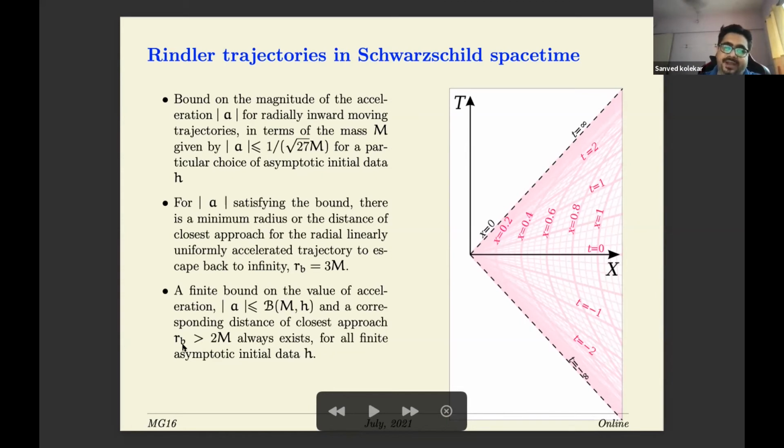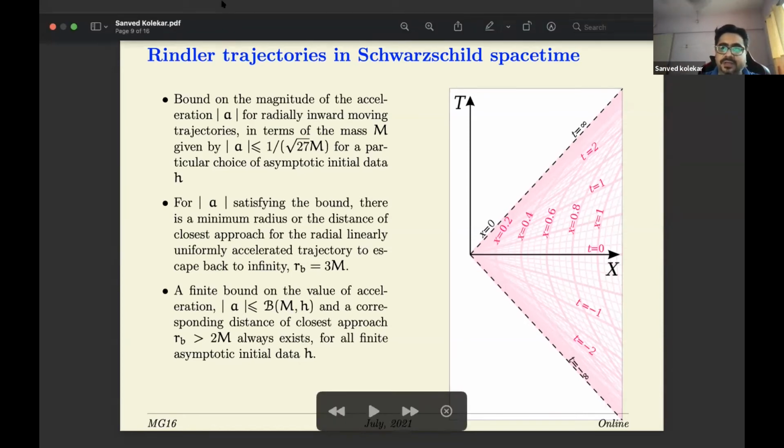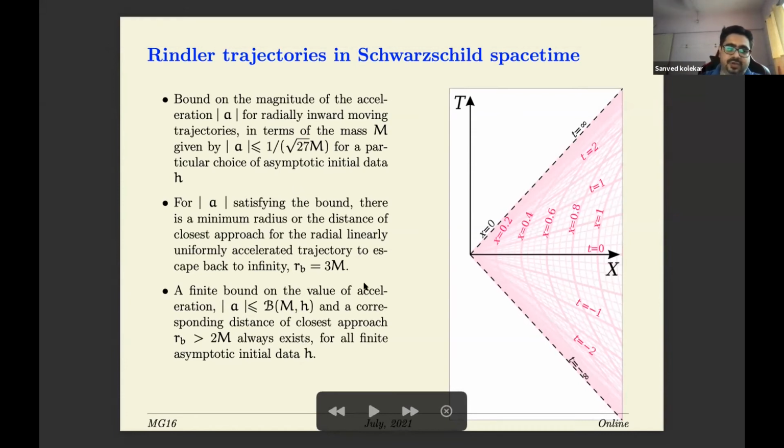So for all finite choices of this asymptotic initial data h, which is analogous to the shift parameter I described, you choose any one particular shift parameter and then vary the acceleration. If you increase that acceleration parameter, you don't go closer and closer all the way up to the horizon. There is a minimum radius greater than the event horizon, and that describes the turning point. If you increase the acceleration beyond that, you are forced to fall into the horizon. So these are the bounds of acceleration that we found.